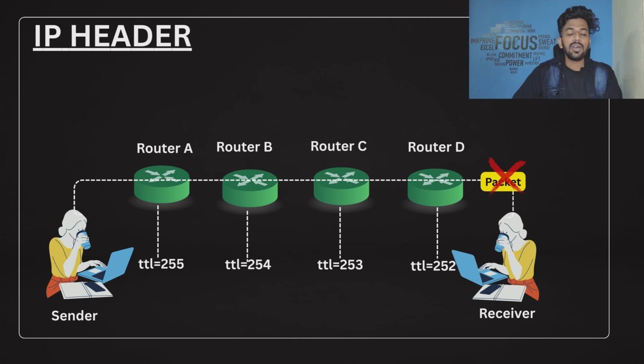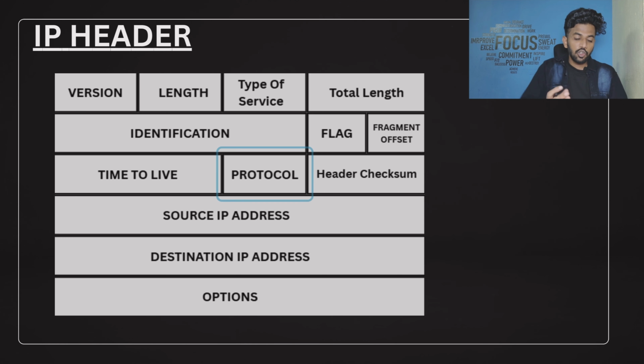The next field is protocol. This field indicates which transport layer protocol is carried inside the IP packet. For example, the main protocols are TCP, UDP and ICMP. So it tells the receiver what type of data to expect. It tells what kind of protocol we are using, either TCP or UDP.